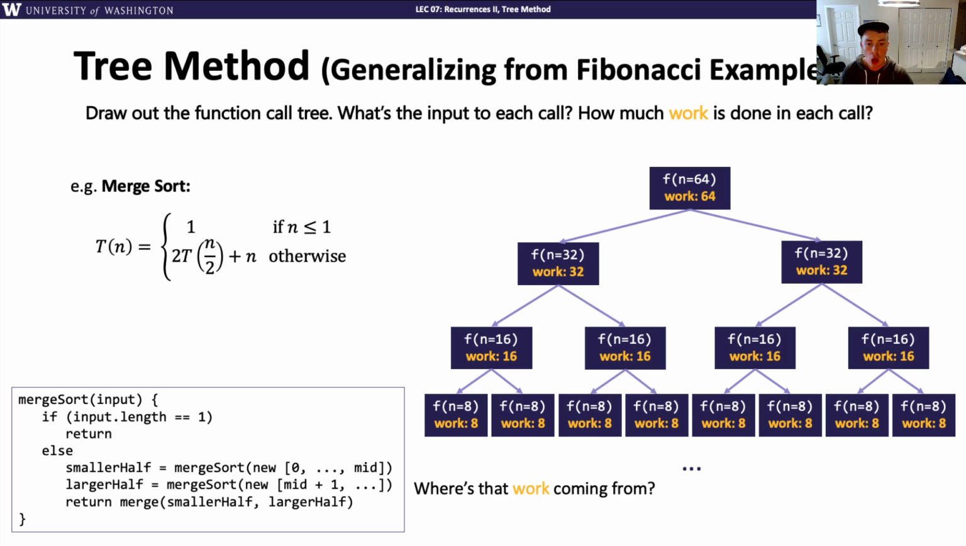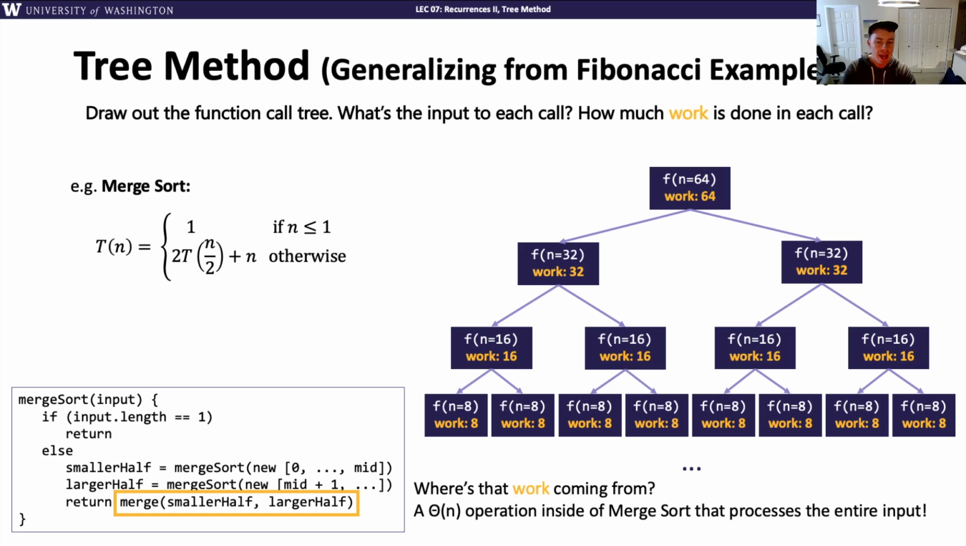So where is this work coming from? Well, in the merge sort example, it's coming from the merging step, the actual big theta of n operation inside merge sort that processes the entire input.